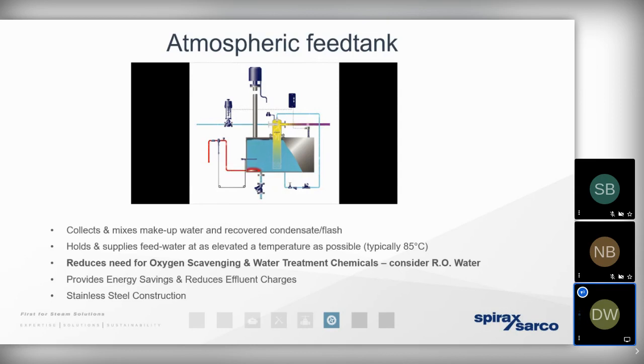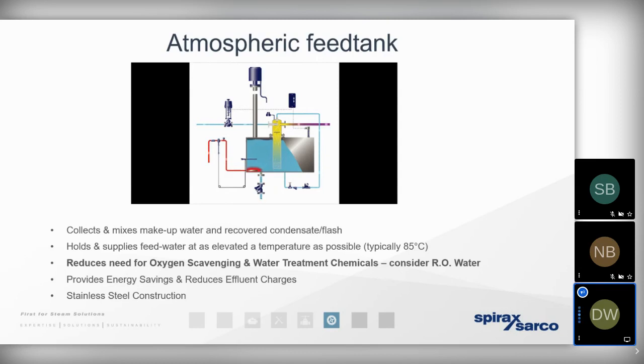So one of the first things we want to do when we're understanding the condition or the quality of the steam that's available on site is look at the temperature gauge. We can't hold the temperature significantly higher than 85 degrees because if we do so, there's a risk of cavitation and expensive failure of those boiler pumps.